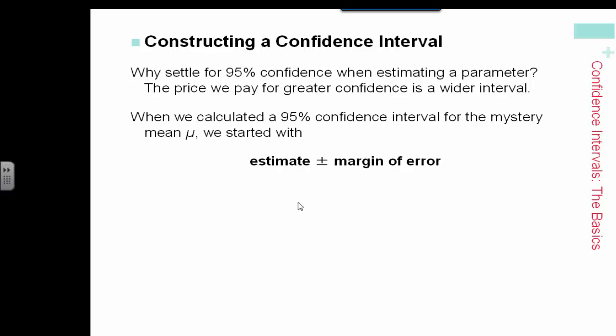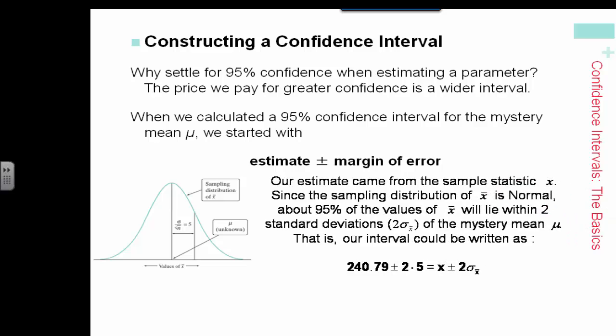When we calculated a 95% confidence interval for the mystery mean, we started with estimate plus or minus margin of error. Our estimate came from the sample statistic x bar. Since the sampling distribution of x bar is normal, about 95% of the values of x bar will lie within 2 standard deviations of the mystery mean mu. Our interval would be written as 240.79 plus or minus 2.5 times 5.